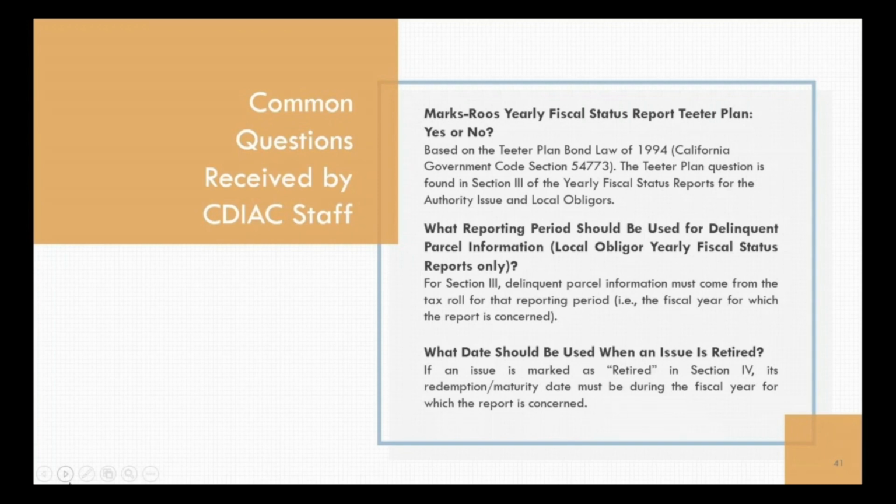And in response to our last frequently asked question, what date should be used when an issue is retired? If an issue is marked as retired in Section 4, its redemption maturity date must be during the fiscal year for which the yearly fiscal status report is submitted. If the retired date is in the next fiscal year, then submit a final Marks-Roos yearly fiscal status report for the next fiscal year.